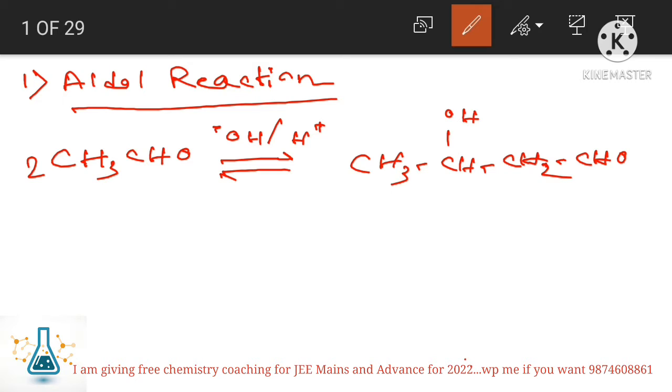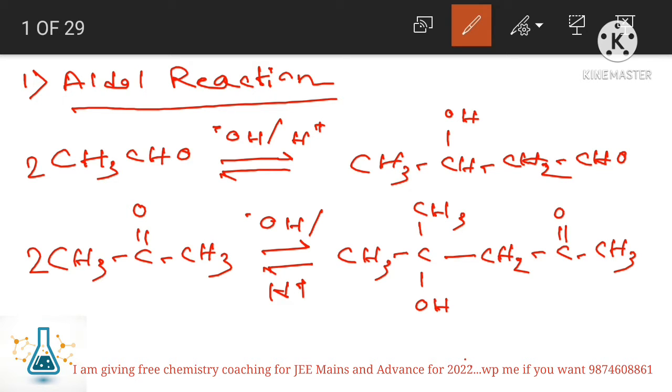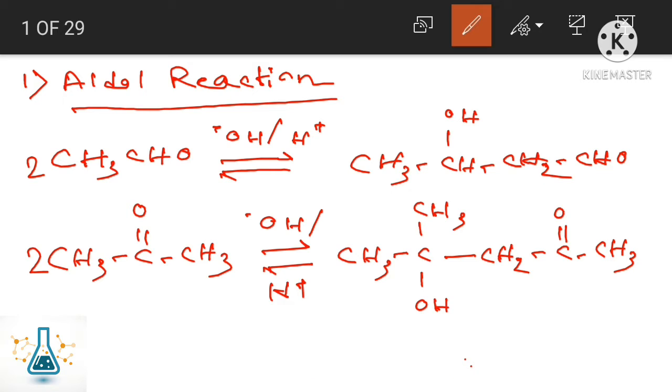And if you have a ketone like acetone, CH3COCH3, two molecules will add in the presence of acid or base, OH minus or H plus. So this is called a beta hydroxy ketone. This ionizable alpha hydrogen of a molecule will give this beta hydroxy aldehyde or beta hydroxy ketone. This is known as the aldol reaction.